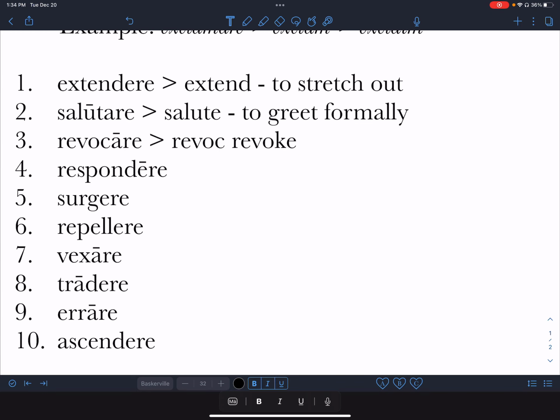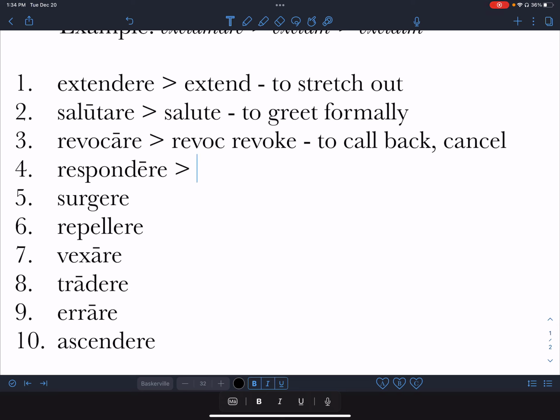So number 3 is revoke. We change that C to a K, and you add an E, and we're golden, okay? And that just means to call back or to take back. It can also mean to cancel or annul something, right? If you annul a marriage, you make it not legitimate anymore. It's not a divorce. You can't annul a marriage that's official.